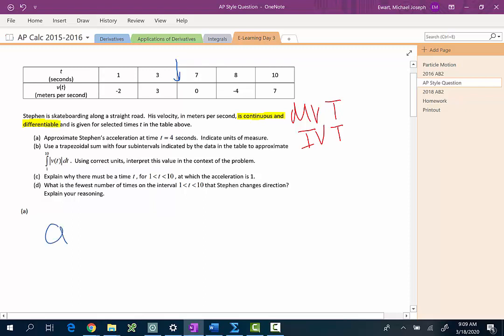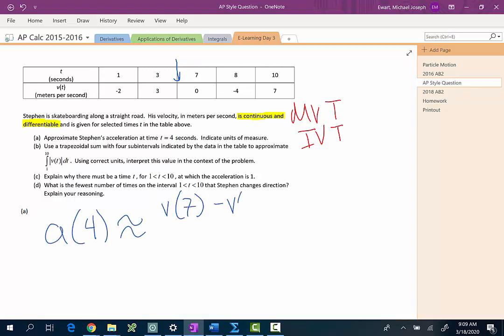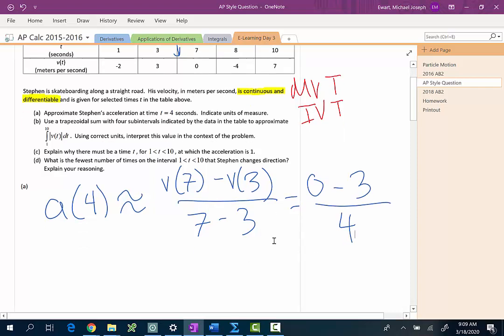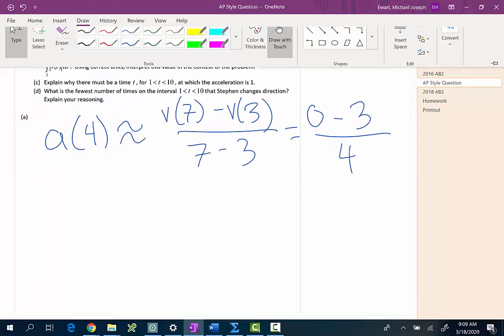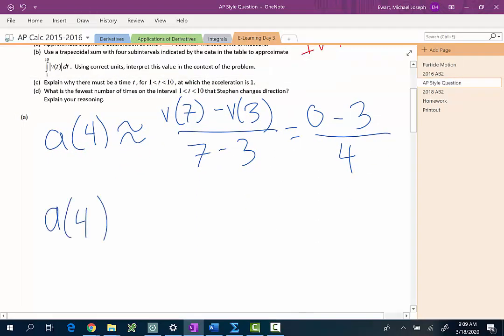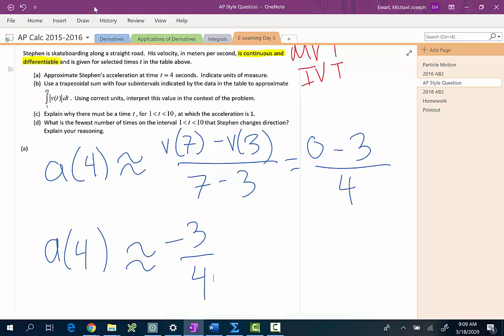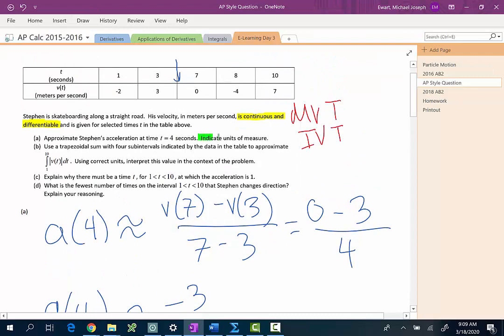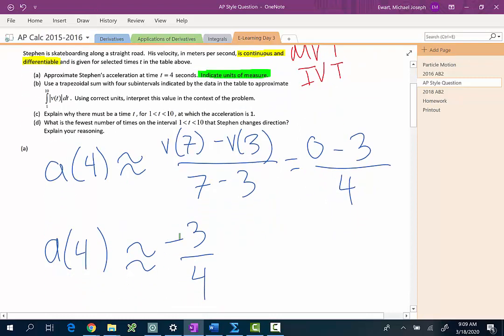So we're going to say that a of 4 would be approximately v of 7 minus v of 3 over 7 minus 3. And that gives us 0 minus 3 over 4. So that gives us that a of 4 is approximately negative 3/4. And now it says to indicate units of measure. Anytime it says that, it's probably worth a point, or you don't even get this point without your units.